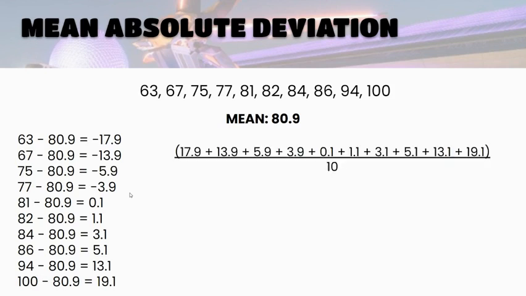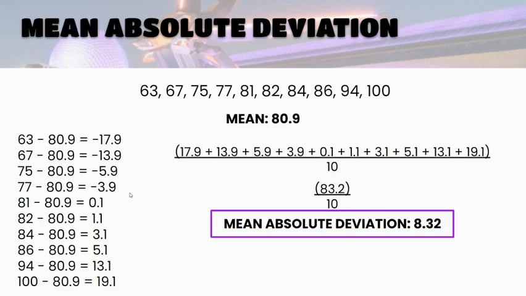Then I'm going to add all of those numbers up and divide by 10 again, because I want the mean of all the differences from the mean. So I add them all up, I get 83.2. Divide that by 10. The mean absolute deviation is 8.32.